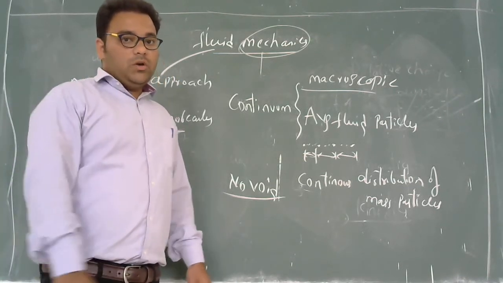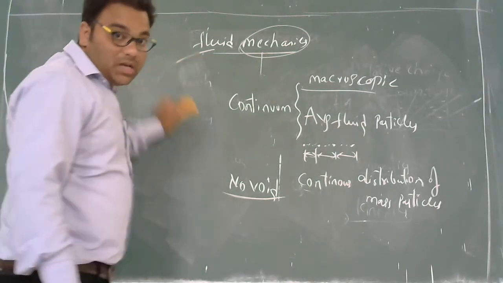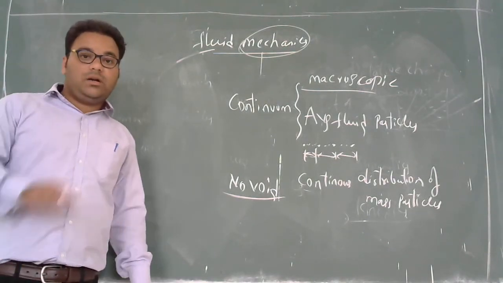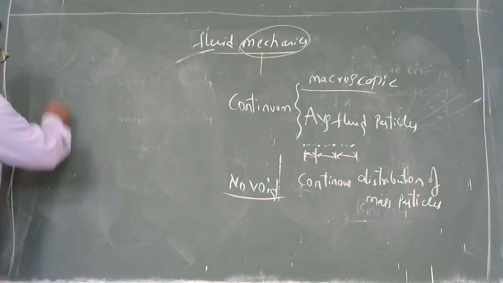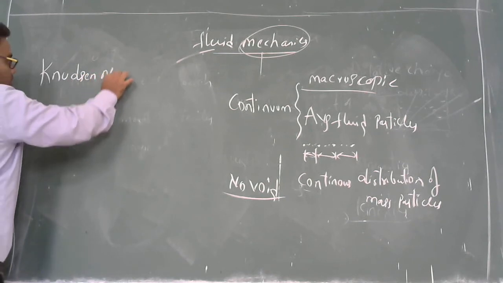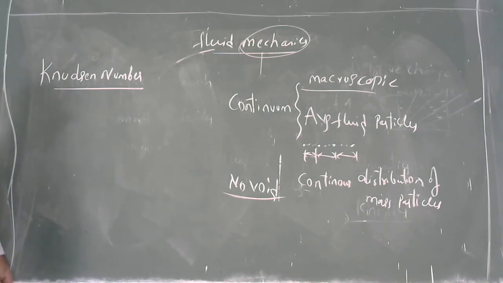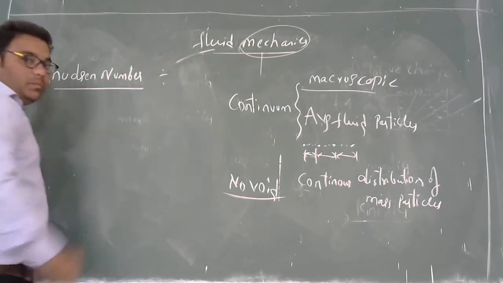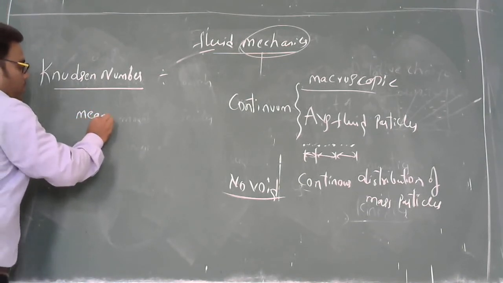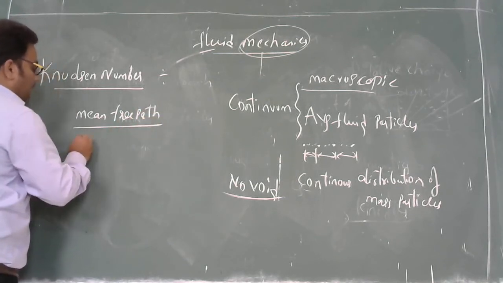So for which fluids is it applicable? For that we consider a dimensionless parameter, the Knudsen number. So what is the Knudsen number? The Knudsen number may be defined as the ratio of the mean free path to the characteristic length.